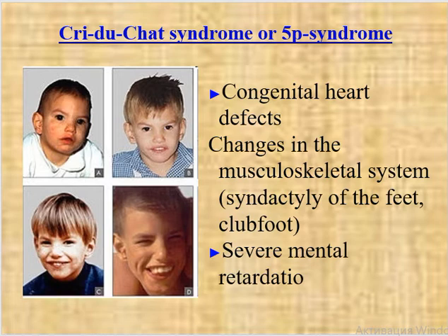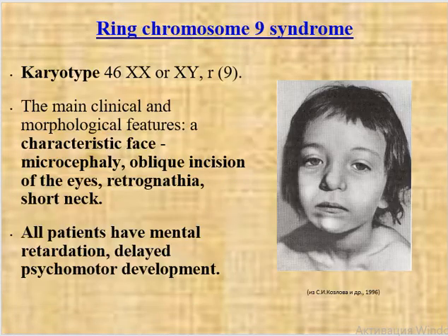Congenital heart defects, changes in the musculoskeletal system, severe mental retardation. Ring chromosome syndrome. The main clinical and morphological features are a characteristic face, microcephaly, oblique incision of the eyes, retrognathia, and short neck. All patients have mental retardation and delayed psychomotor development.